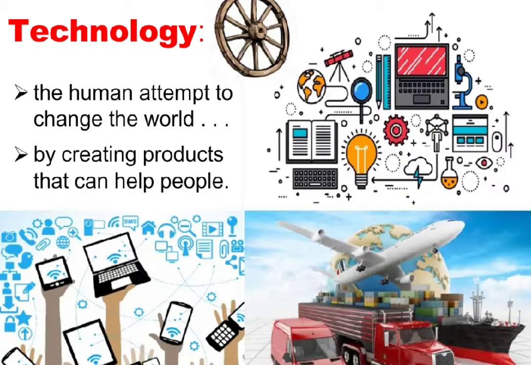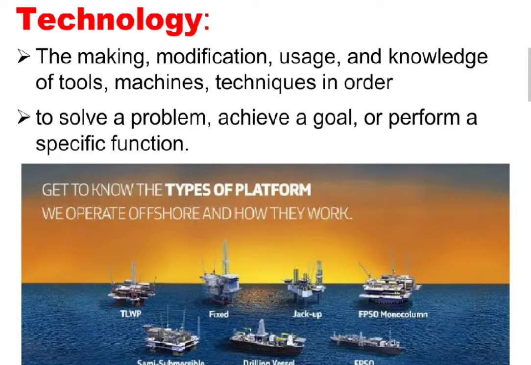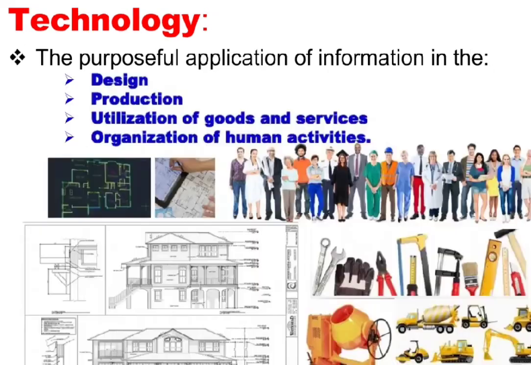Technology is the human attempt to change the world by creating products that can help people. It is the application of scientific knowledge for practical purposes, especially in industry. It is the making, modification, usage, and knowledge of tools, machines, and techniques in order to solve a problem, achieve a goal, or perform a specific function. The purposes of this application of information are, first, design; second, production; third, utilization of goods and services; and fourth, organization of human activities.